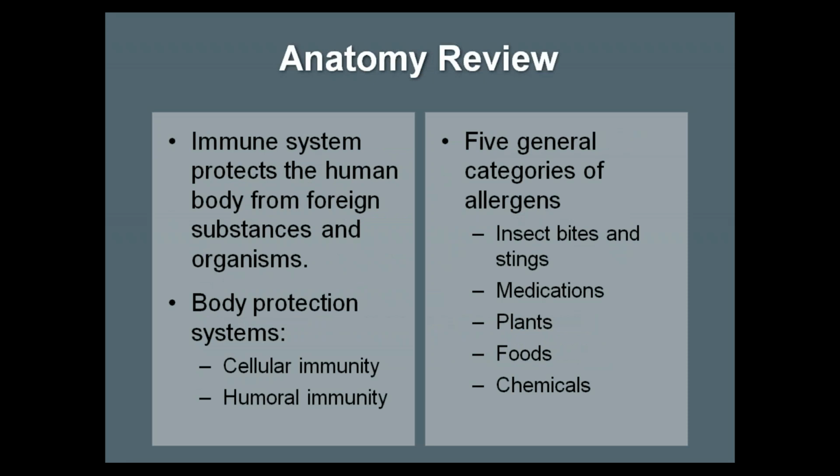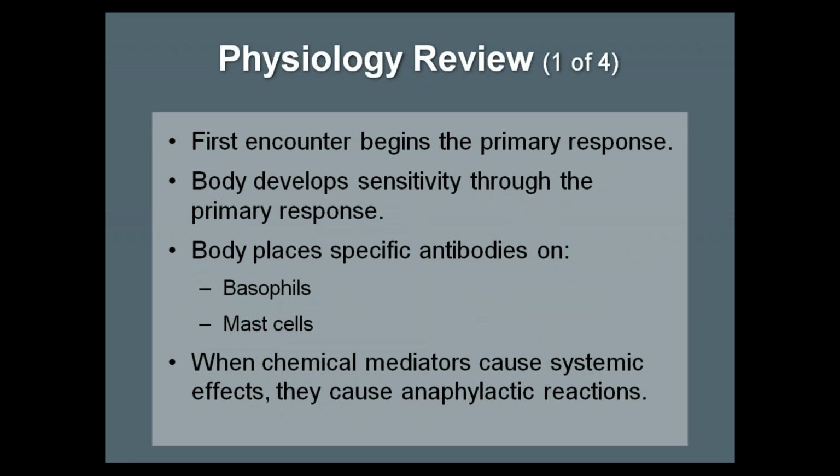Anatomy review. I would encourage you to go back and look through this stuff in your A&P or pathophys. Your body protection systems: you have cellular immunity and humoral immunity. The general categories of allergens are insect bites and stings, medications, plants, foods, and chemicals. These are all different types of things that will cause some sort of immune system reaction, whether it's allergic or anaphylactic. So, the physiology, a little bit behind it.